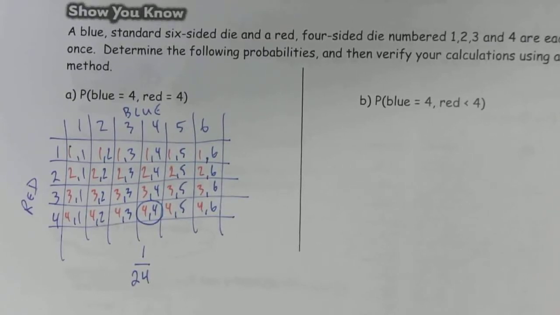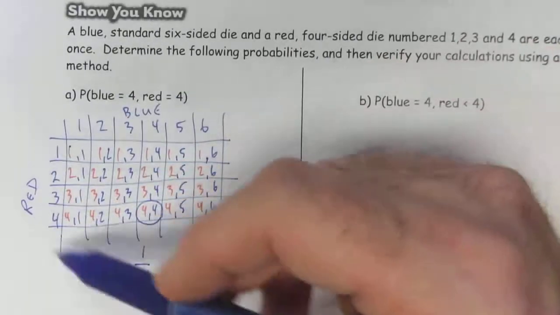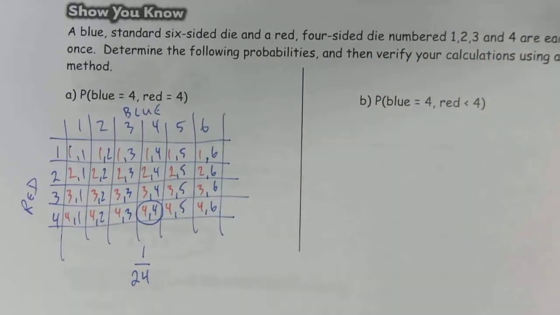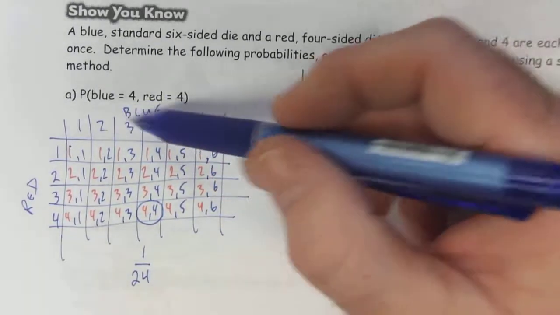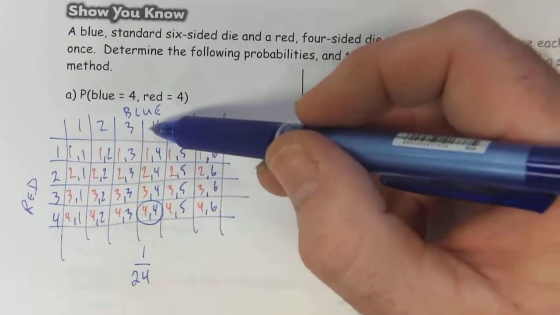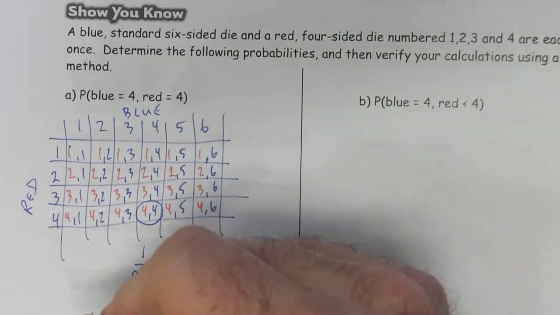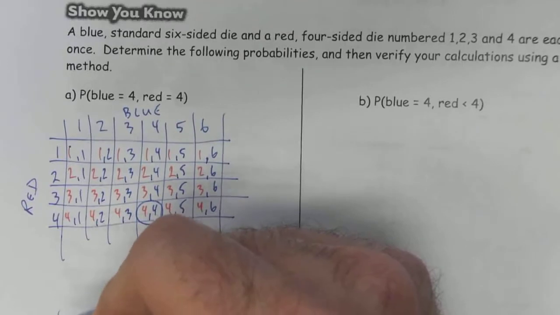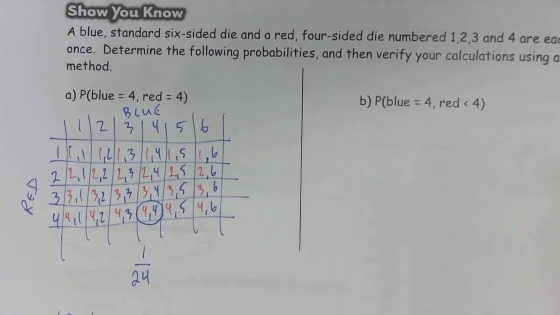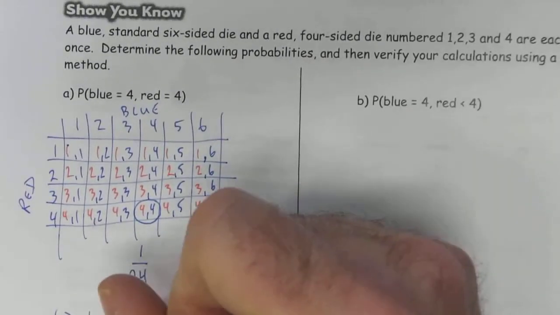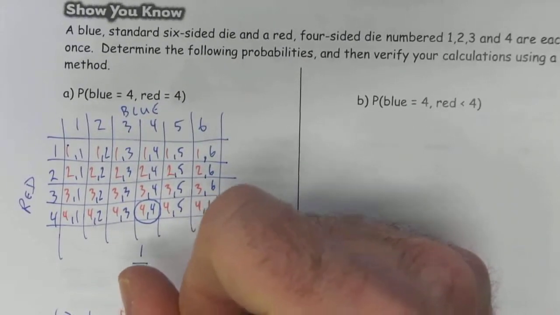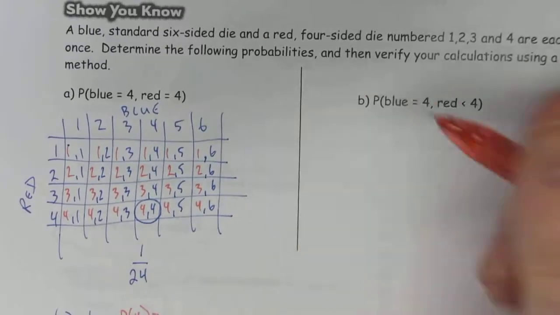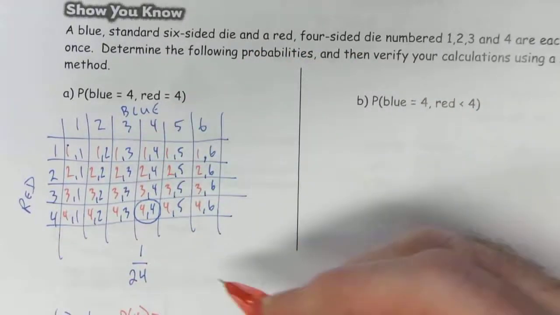Now the other possibility is to use multiplication, much less work than drawing all this out. So on a 6-sided die, the probability of rolling a 4 is 1 out of 6. So that's the probability of a blue 4 is 1 out of 6. The probability of a red 4 is 1 out of 4.